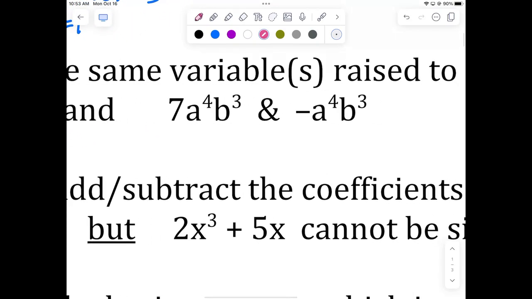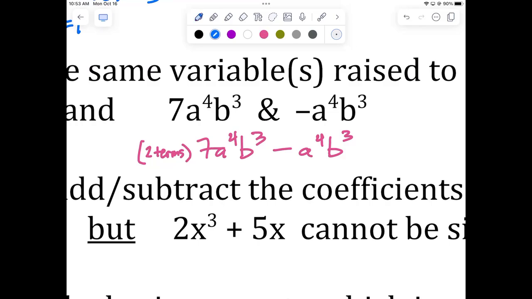What if I had 7a to the 4th b cubed minus a to the 4th b cubed? How many terms does that have? Should be 2 terms, right? How many factors does the first term have?